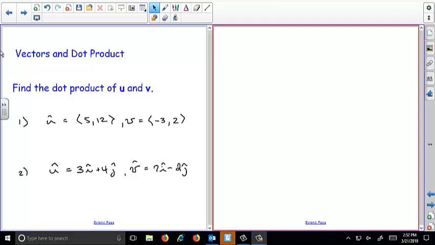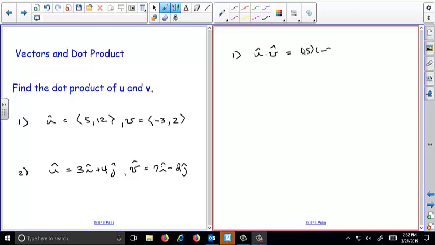Okay, here's the homework solutions. So the first thing is to take the dot product. When you take the dot product of two vectors, you multiply the x components together and the y components together, and you add them. So we get negative 15 plus 24, so that's going to be 9. So that's the dot product.